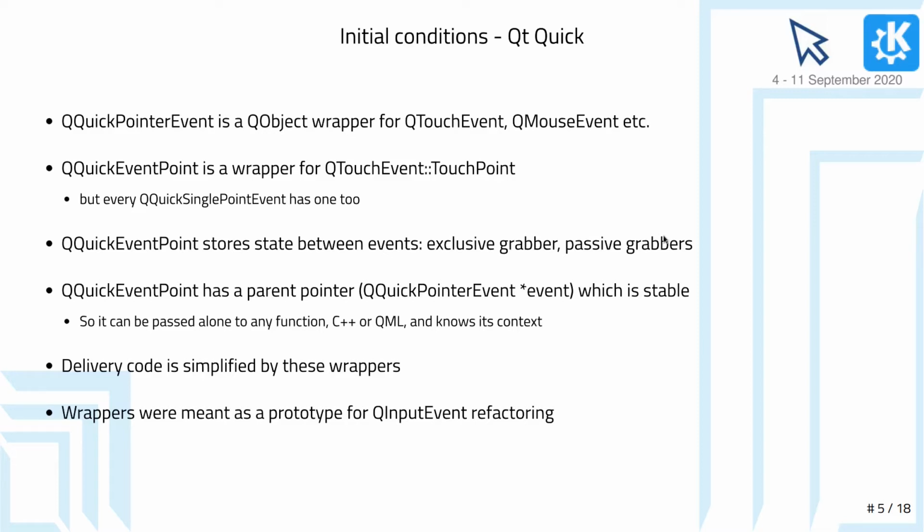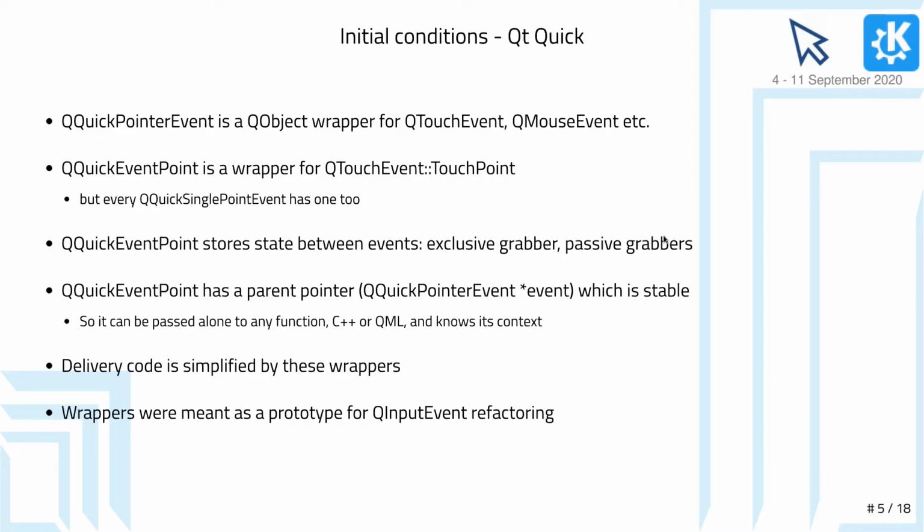Qt Quick Event Point is a wrapper for QTouch event touch point, but every single point event also has one point. Qt Quick Event Point, because it's a QObject, it's easy for it to stick around and store state in between events, like which is the exclusive grabber, the usual grabber, the one that wants to get all of the events, and the passive grabbers, that's the new concept, which is you can have multiple items monitoring the position of that point at the same time.